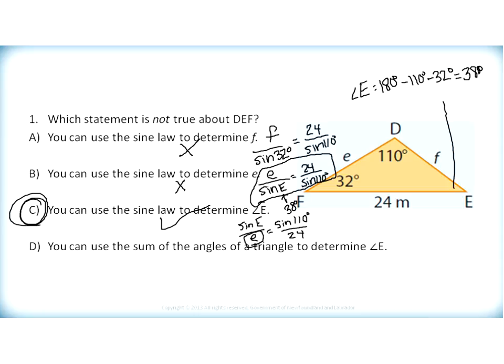And just to confirm, I'm going to look at option D. Can I use the sum of the angles of a triangle to determine angle E? Well, that is exactly what I did right here. So I most definitely can use the sum of the angles to determine angle E. So that is also not what my statement is asking. So my answer is, and only could be, C.